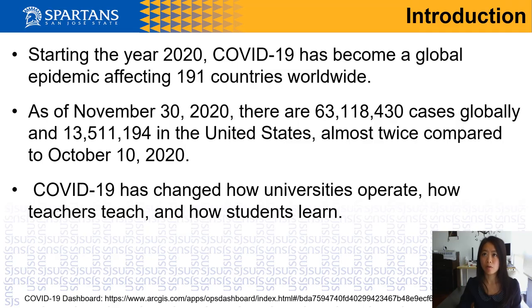As we know, COVID-19 has become a global pandemic, and as of November, it's affecting 191 countries worldwide, and we might have more countries affected. And as of November 30th, there are so many cases globally, and within less than 2 months, these cases have doubled compared to October 10, 2020.